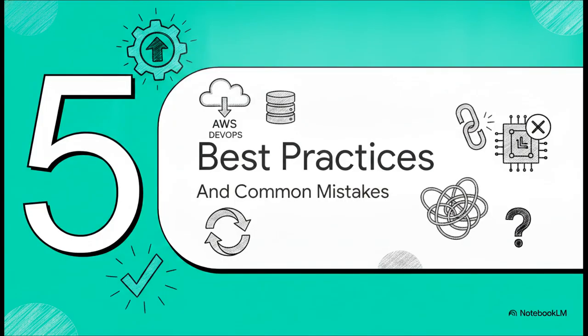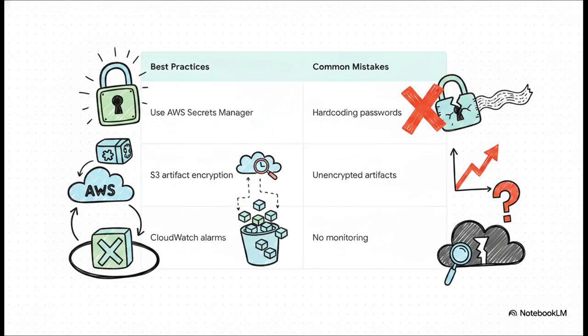Now for Section 5, Best Practices and Mistakes. Now, what's really interesting here is the massive difference in security posture based on a few simple choices. A huge, very common mistake is hard-coding sensitive passwords in plain text. Definitely do not do that. Instead, best practice is to track your database passwords using AWS Secrets Manager.